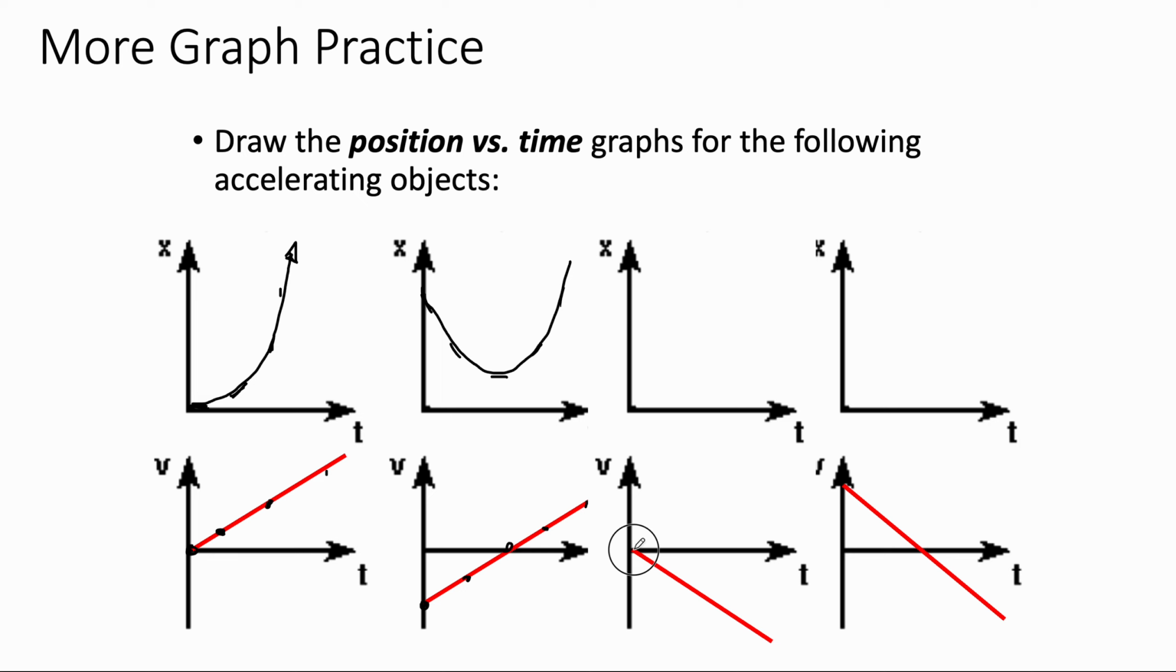Next graph. Velocity starts out at 0, which means my slope has to start out at 0. And then it becomes more and more negative. Actually, I'm going to move this one up here. You'll see why in a second.